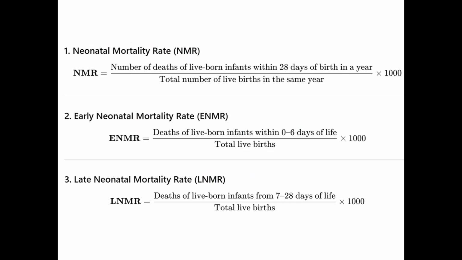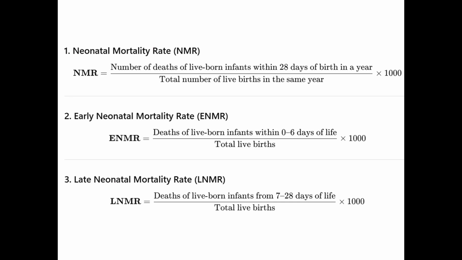First of all, we will see the formula of the neonatal mortality rate. In the numerator, we have the number of deaths of live born infants within 28 days of birth in a year. In the denominator, we keep the total number of live births in the same year, and we multiply by a multiplier, 1000 in this case.